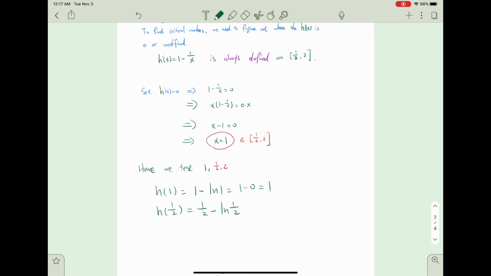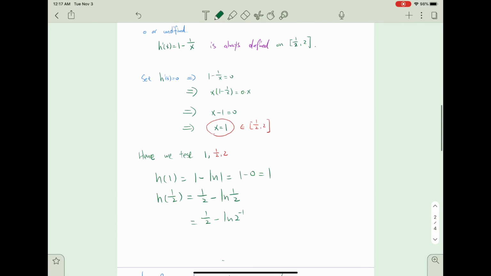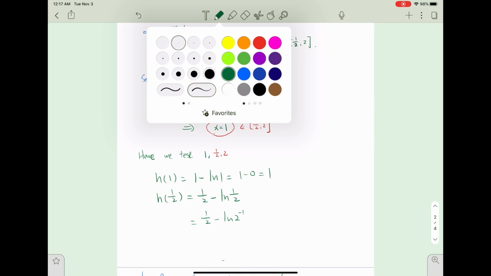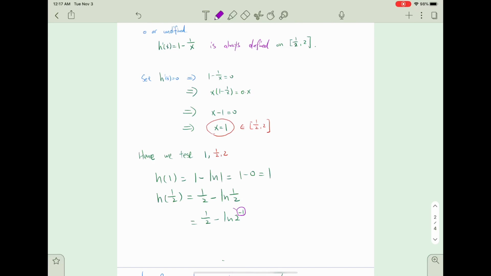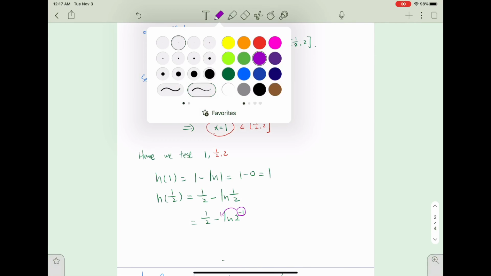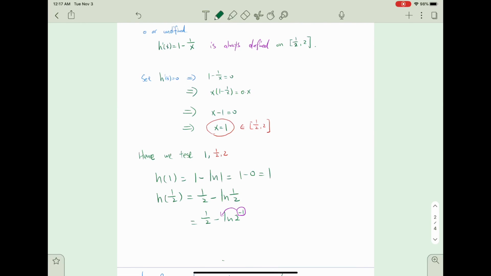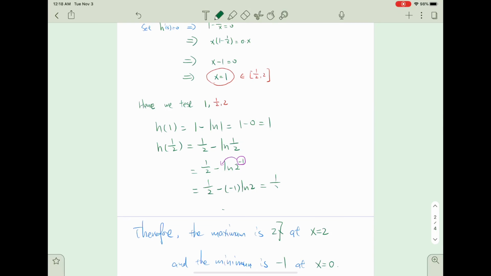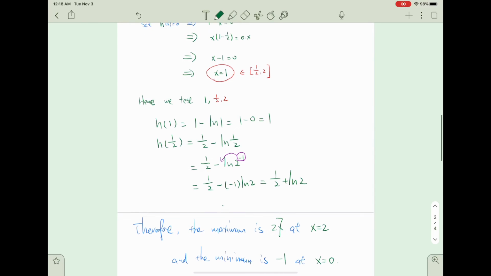ln of 1 over 2 is ln of 2 to the negative 1, right? So by the property of the log function, we can put this exponent to the front. So this is actually equal to 1 over 2 minus negative 1 times ln 2, which is 1 over 2 plus ln 2, right?